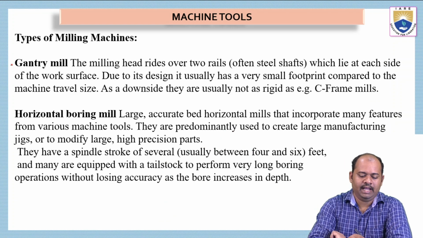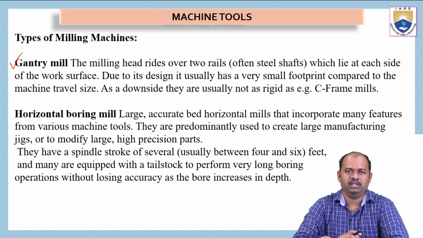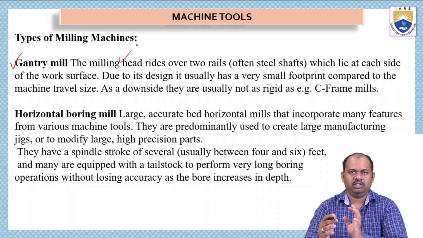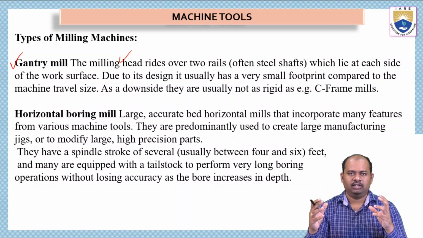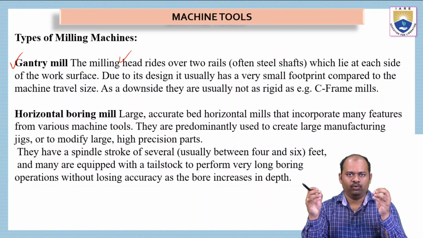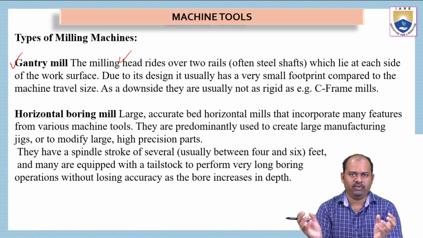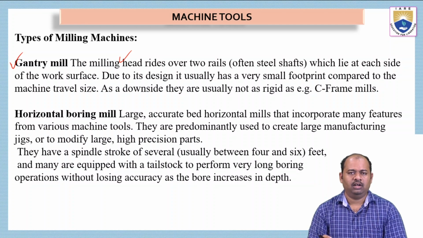So then we have the gantry mill. As we said earlier, the gantry mill is a very large milling machine. The milling head rides over two rails which lie at each side of the work surface. See here, this milling machine is very large. It is so large that we have to build poles. Upon the poles, we have to lay two rails, just like a railway. On this railway, we will see the movement of the crane.